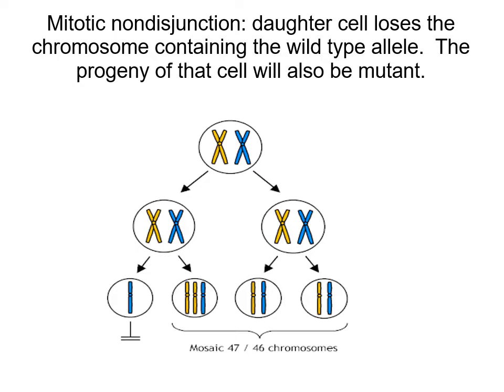Sometimes you have nondisjunction. We heard about nondisjunction in the sense of meiosis, but it can occur in mitosis as well. And in this particular example, the yellow chromosome sister chromatids did not separate correctly, so that both of them were segregated to the same cell.